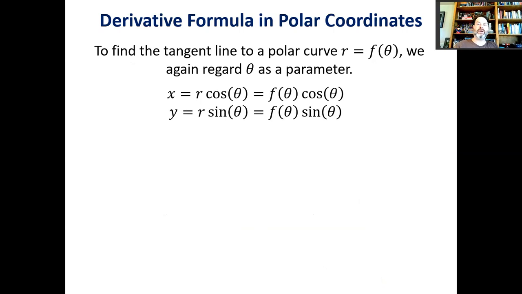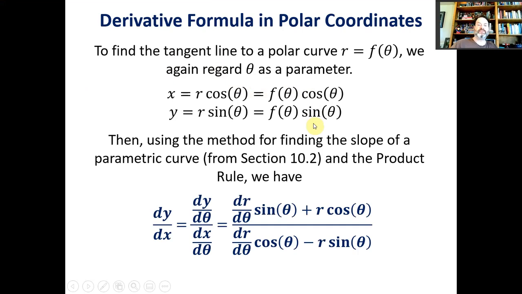All right, now we're going to look at derivatives in polar coordinates. To find a tangent line to a polar curve, r equals f(θ), we're going to regard θ as a parameter again. It just helps. And then using the method for finding the slope of a parametric curve and the product rule, we saw this before, that when we did parametrics, we had just dy/dt over dx/dt. Well, here θ is our parameter, so we just plug in the individual derivatives here. And this is your formula. This is what you use to do derivatives in polar coordinates.